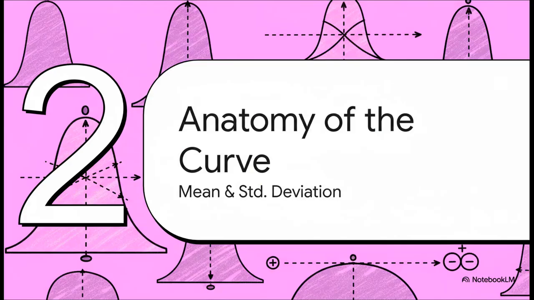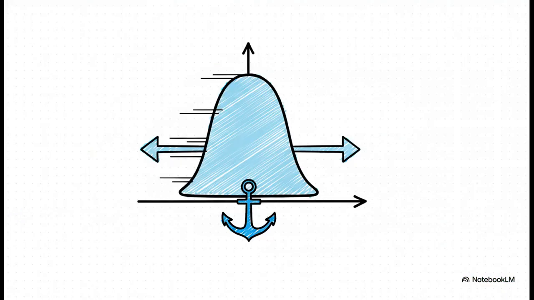Now here's the thing, not all bell curves look exactly alike. You can have tall, skinny ones, short, wide ones, and their specific shape and where they sit on the graph, that's all controlled by just two key settings. Let's break them down. These two settings are the mean and the standard deviation. The mean is basically the anchor. It tells you where the center of the curve is, where that peak is located. The standard deviation, on the other hand, is all about the spread. It tells you how stretched out or squeezed together the data is.